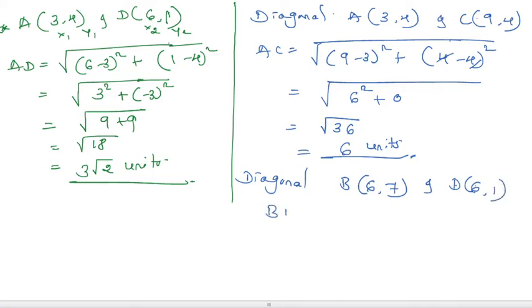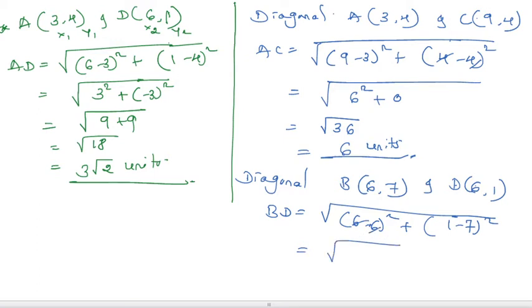Here the diagonal BD is equal to square root of (x2 minus x1) square, (6 minus 6) square plus (1 minus 7) square, which is equal to 6 minus 6 cancels, here 0, 0 plus 1 minus 7 means minus 6 square, which is equal to square root of 36, which is 6 units. So, here the diagonals are equal.